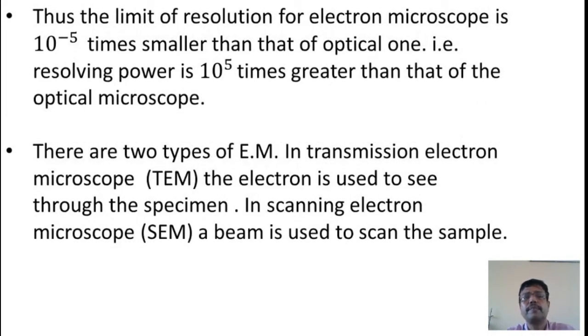Then what is the magnification and what are the distinctions between an electron microscope and an optical microscope? The main distinction is that the electron microscope produces very high magnification, of the order of 10 power 5 times the original object, when compared with the optical microscope. The second is that in the case of the electron microscope, an electron beam is focused and incident on the specimen and gets the magnified image of the specimen.